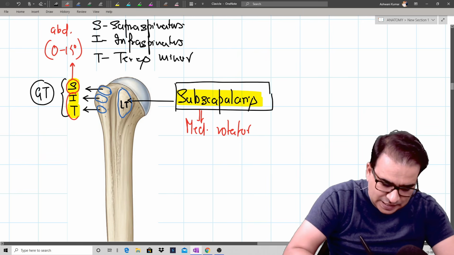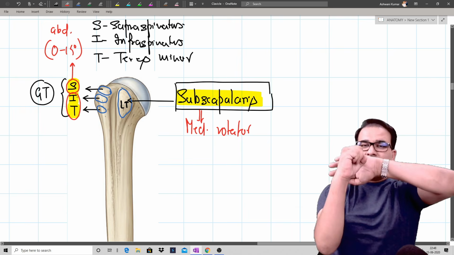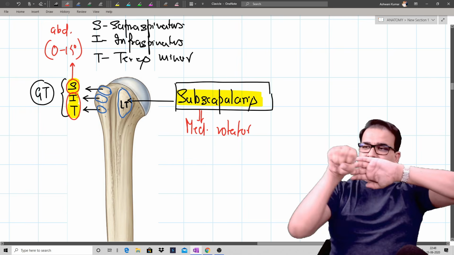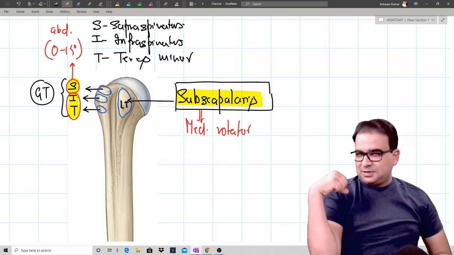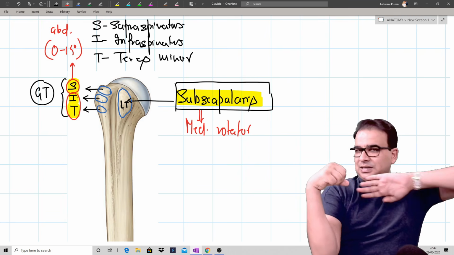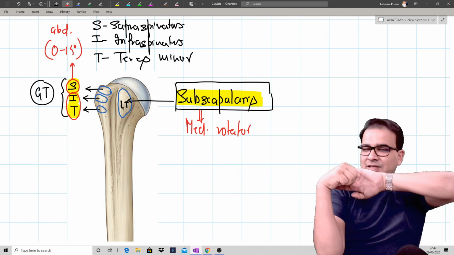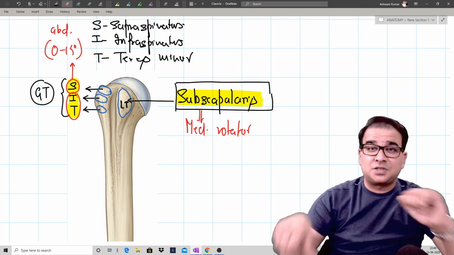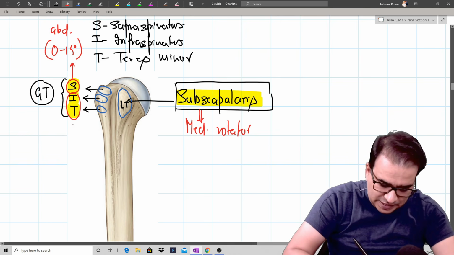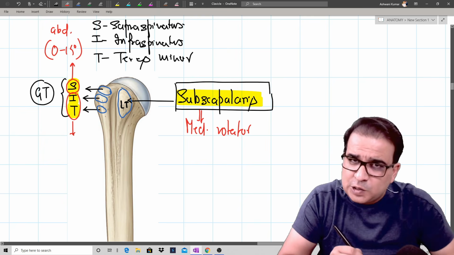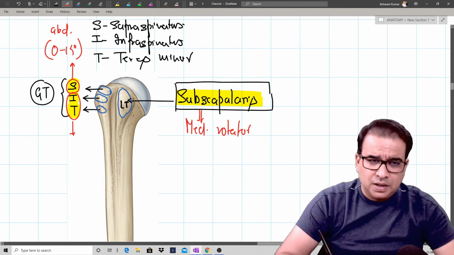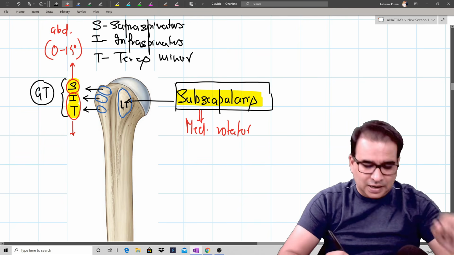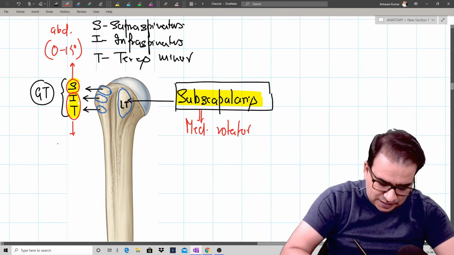Whereas infraspinatus and teres minor, because they are present posteriorly, every time these muscles contract, the humerus will rotate outside like this. If this is my right humerus here, the muscles are present on the posterior side, and when they contract, they will allow this humerus to rotate in this direction. That is external rotation here. So infraspinatus and teres minor, even teres major is also an external rotator, but teres major has a different role. I'm sorry. Infraspinatus and teres minor, these are the external rotators, or you can say lateral rotators.